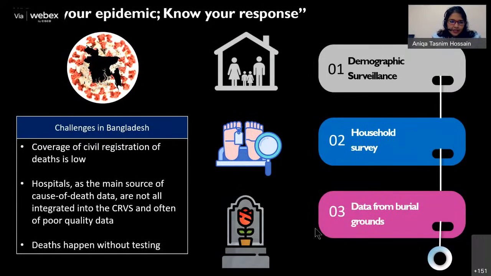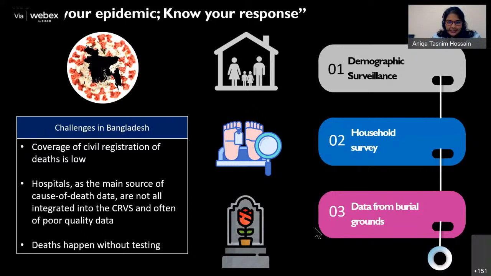As we already know, like other low and middle income countries, Bangladesh also has low coverage of CRVS, and we do not have good cause of death data, and most of the deaths occur at home where we cannot attribute them to whether they're due to COVID or not, and we also don't know the indirect effects of COVID. So to respond well to an epidemic, we need to know the epidemic. At this moment, we felt that we do not have a very good data system which can inform policymakers to take quick and effective decisions.